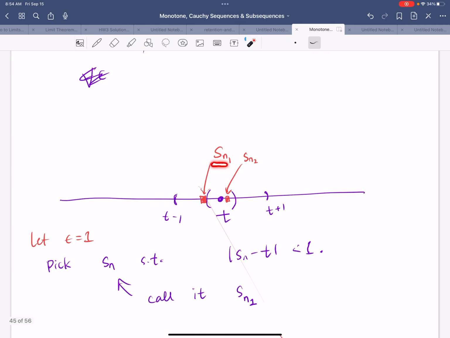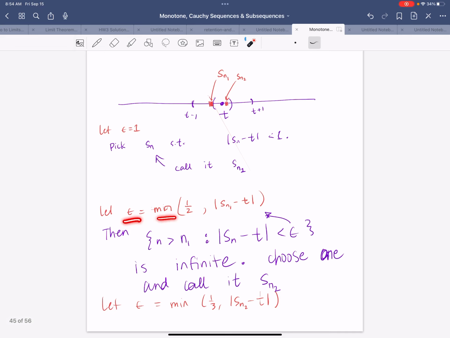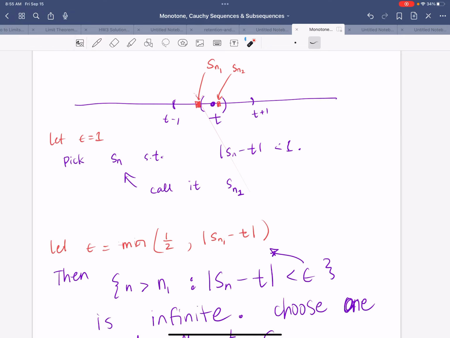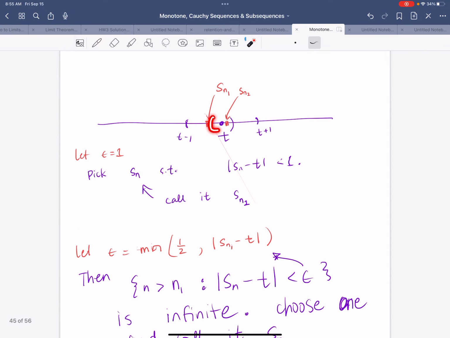So when I pick my Sn1, now I have my new epsilon, right? Remember we said, okay, now let epsilon be the minimum of 1/2 and the distance between t and Sn1. Well, don't use t minus epsilon to t plus epsilon as your interval. Just use this. So if I just use the left side, then my Sn2 has to belong in here, right? I'm using the left side, so that way I would build a sequence that's monotonic. Does that make sense?